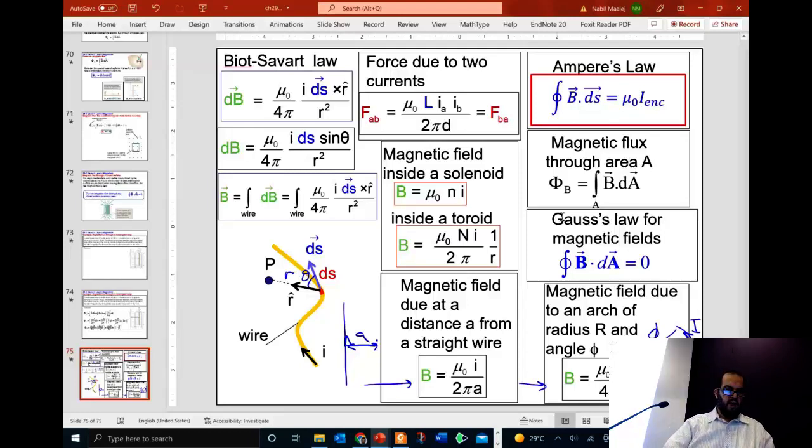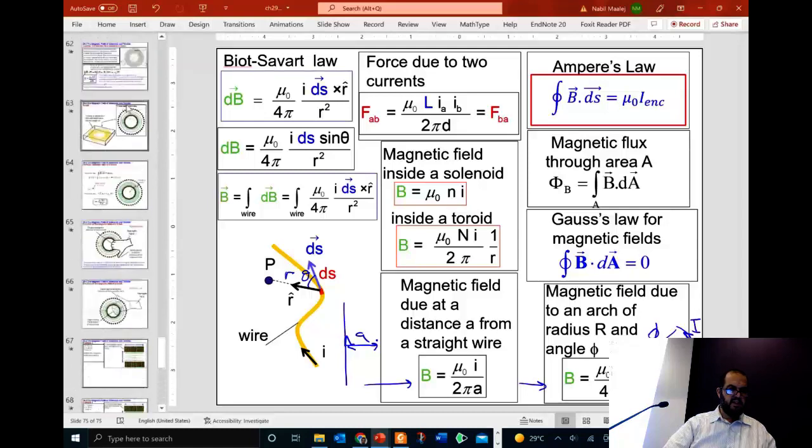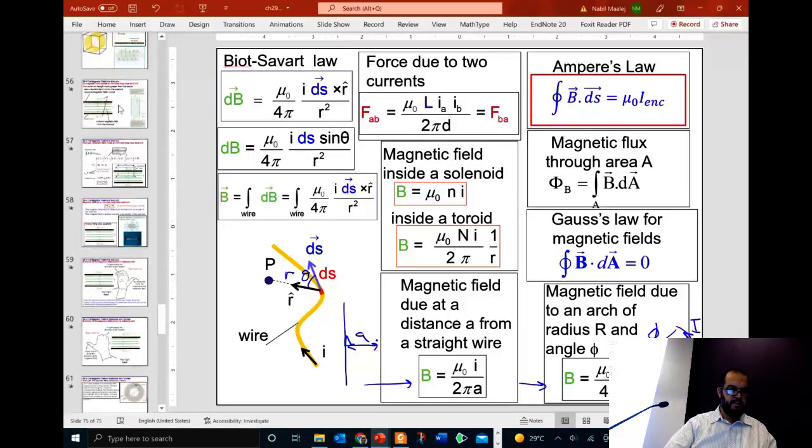And so let us continue with solenoids. This is where we stopped last time.